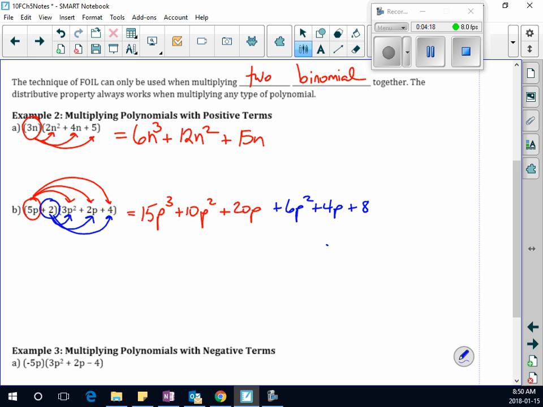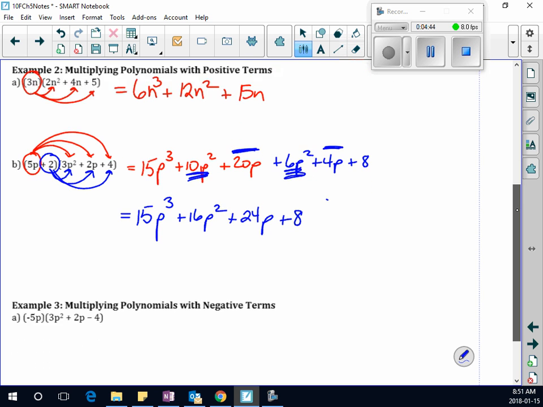Now you can see there are some like terms this time. We have a 10p squared and a 6p squared, and a 20p and a 4p that we combine. So our final answer would be 15p to the power 3. 10 and 6 make 16p squared. 20p and 4p make 24p plus 8.